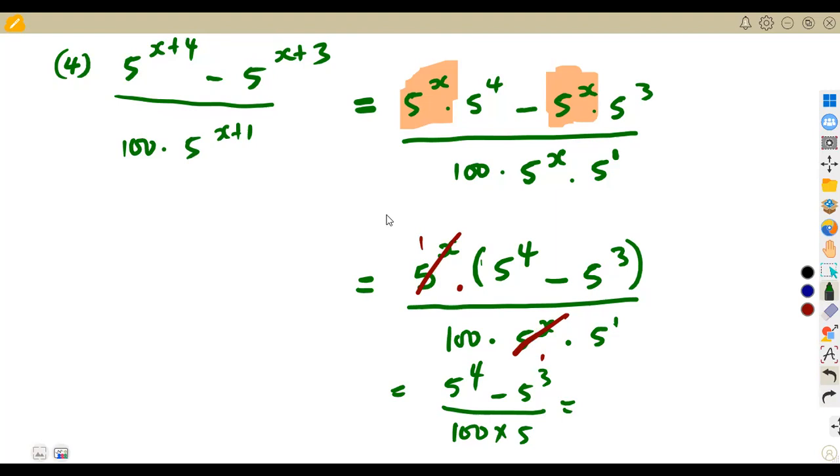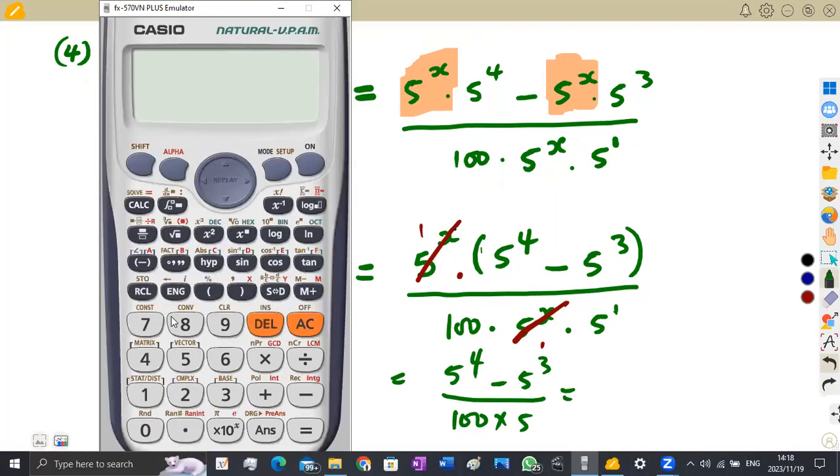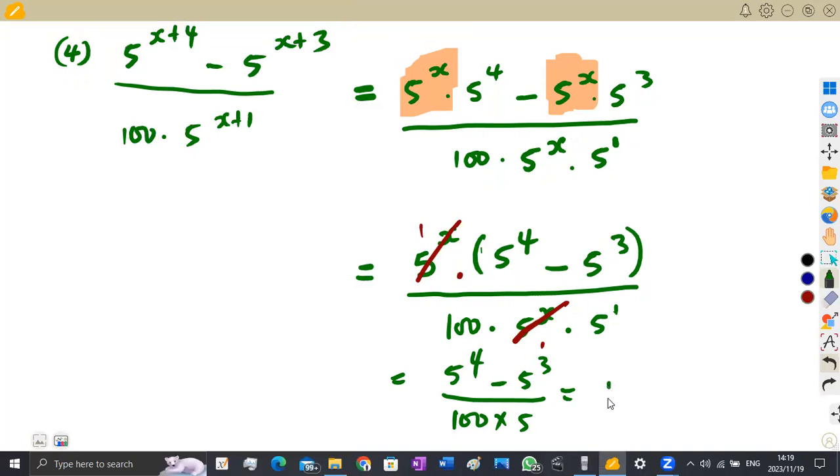Just for the sake of time, let us have this as 5 to the exponent of 4 minus 5 to the exponent of 3, everything over 100 times 5. So this is going to give you a 1 at the end. So that is how we can handle these questions.